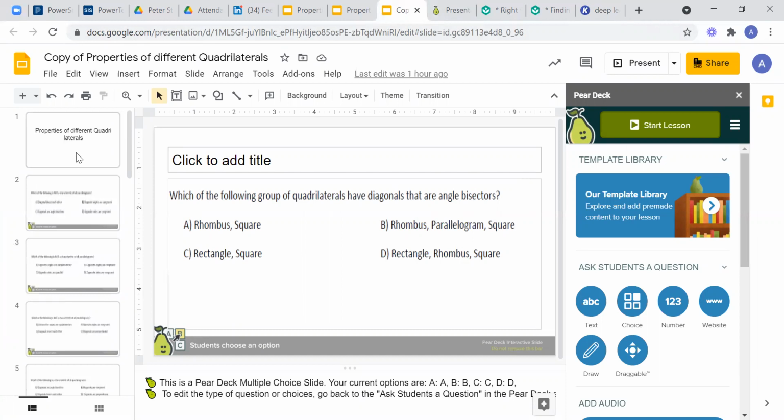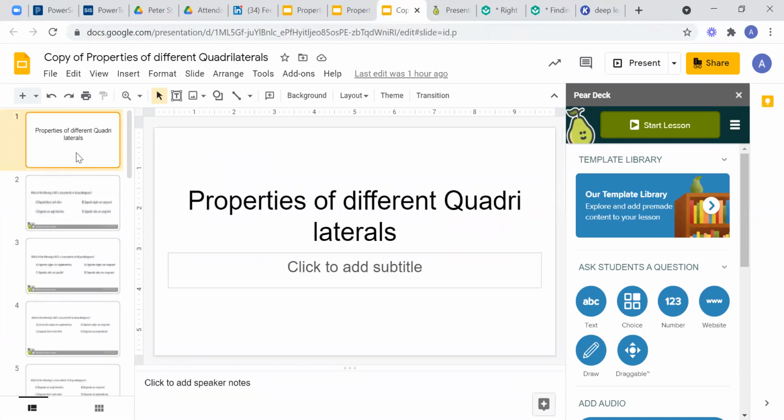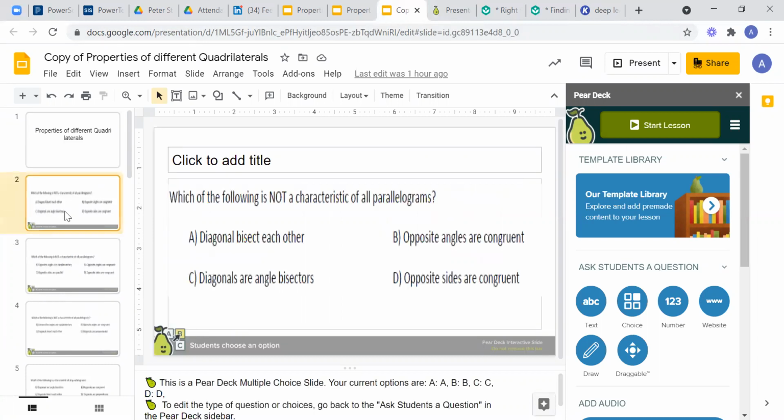Let's solve the Peardeck. The title is properties of different quadrilaterals, okay? The first question says, which of the following is not a characteristic of all parallelograms? We know that parallelograms have 5 characteristics. The first one, opposite sides are congruent and parallel. So option B is right because it says opposite angles are congruent.